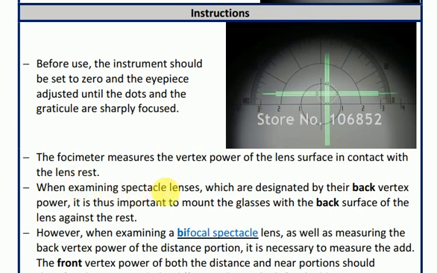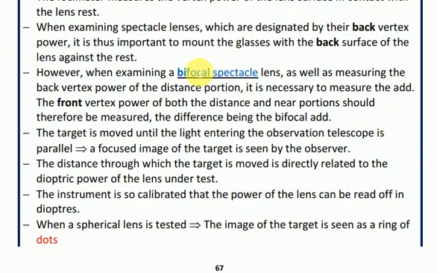To examine a spectacle lens, which is designed by its back vertex power, mount the glass with the back surface of the lens against the rest. While examining a bifocal lens, as well as measuring the back vertex power of the distance portion, it is necessary to measure the add for near. So the distance and near both should be measured, and the difference is the bifocal add.